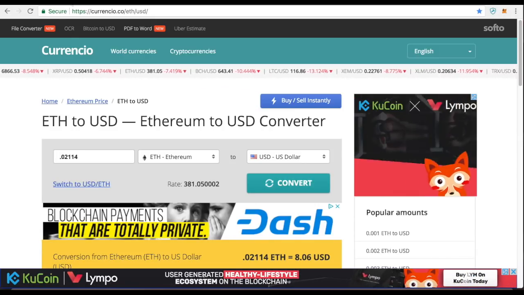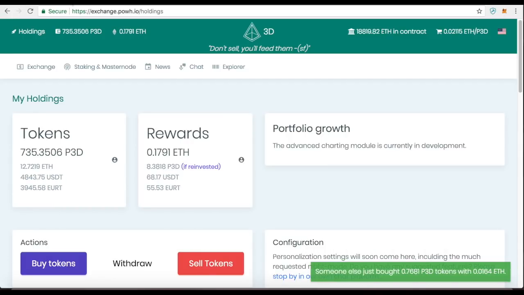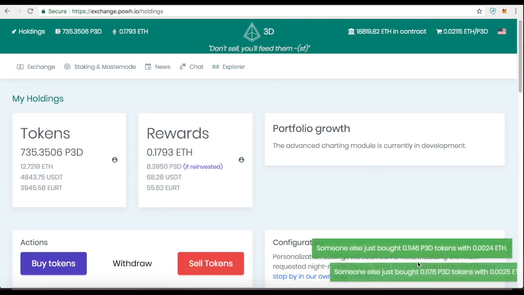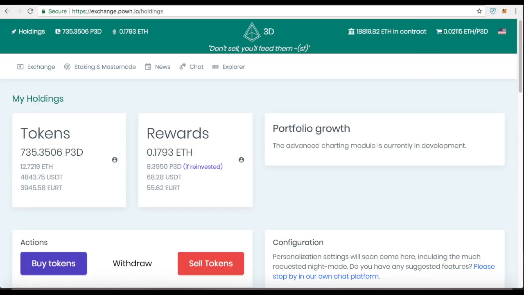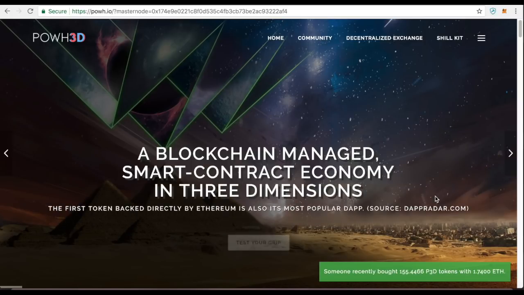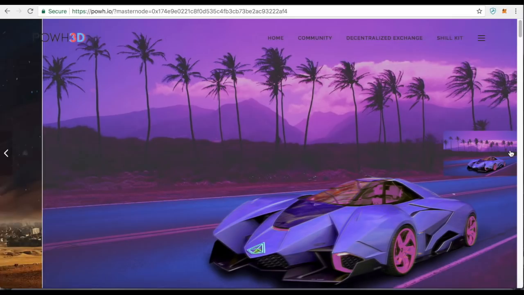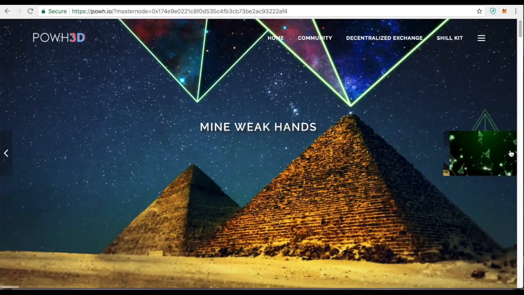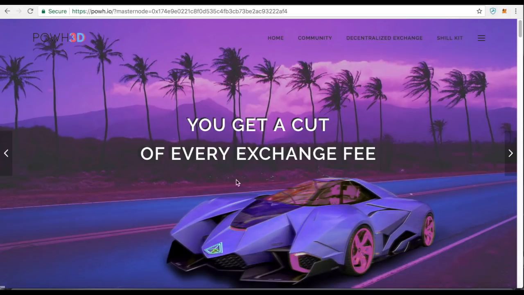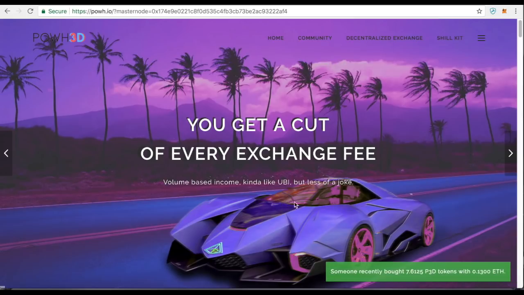Okay, what does that mean to me? It means, and again, I've taken the time to study a little more, and the pop-ups here down below, you see these are all the people buying. So remember, every time someone buys or sells, you're making something. So you get a cut of every transaction fee. You get a cut of every exchange fee, and volume-based income, kind of like UBI, but less of a joke.